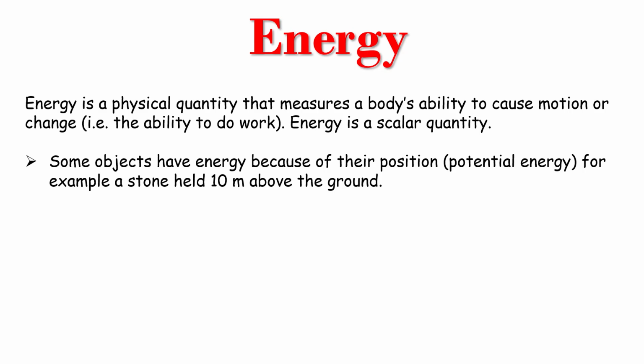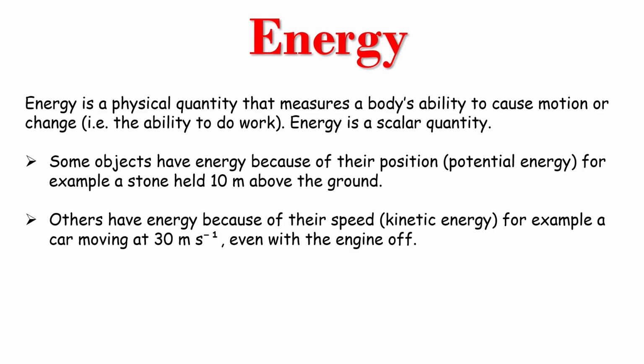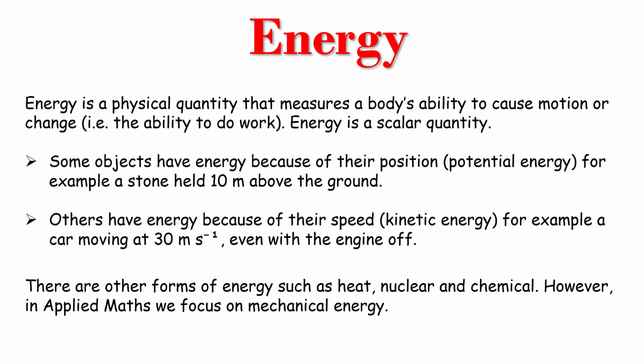For example, if you hold a stone 10 meters above the ground, the potential energy will be equal to mass times gravity, so its weight, times that height above the ground, that 10 meters. That's called gravitational potential energy, and there are other potential energies that we will meet in our course. Other objects may have energy due to their speed, and we call that kinetic energy. Kinetic means movement. For example, a car moving at 30 meters per second, even if the engine is off, does have kinetic energy.